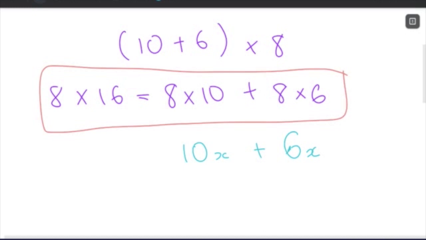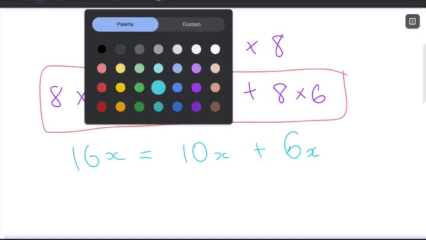X here is just any number. We're adding two products here, because 10 is multiplied by some number x, and that's getting added to 6 multiplied by the same number x. That will always give us the sum of these two numbers multiplied by that same product, which gives me 16x.